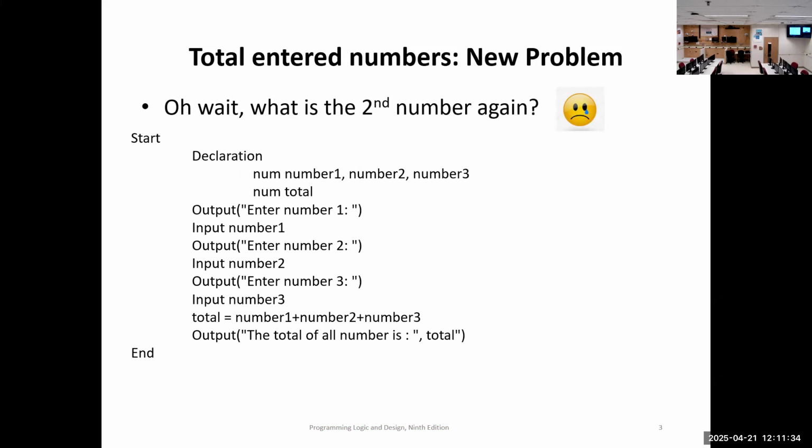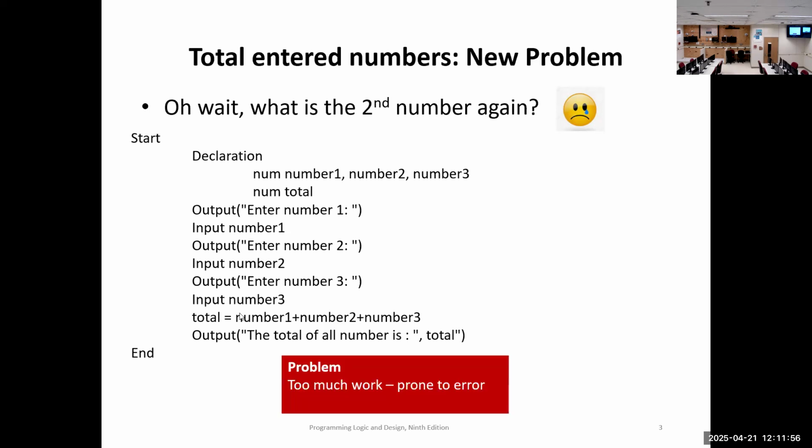I can use a separate variable here, number 1, number 2, number 3. But this one only works with the 3 numbers. What happens if you have 100 or 1,000 numbers? It does not scale well. You have to do it 100 or 1,000 times, and we also have to use 100 or 1,000 separate variables. Make sense? That's why they overcome this problem by using an array.